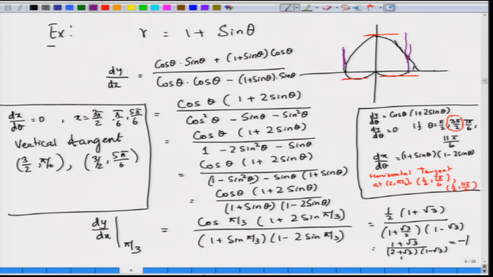Now we are only left with the point 3 pi by 2. This is in the form of 0 by 0, because dy by d theta at 3 pi by 2 is equal to 0, and dx by d theta at 3 pi by 2 is also equal to 0. So how do we proceed with this? Obviously, what we need to find is dy by dx, so we must find the limit.